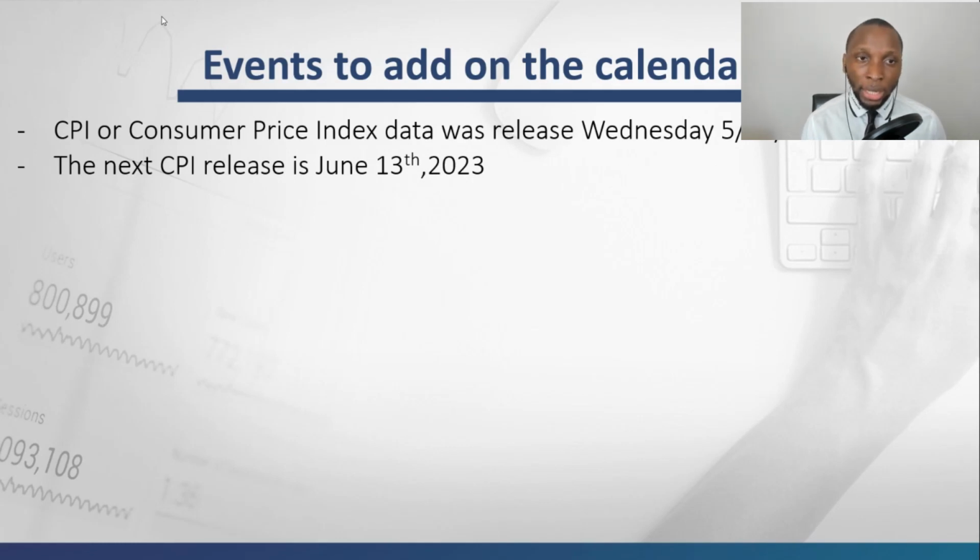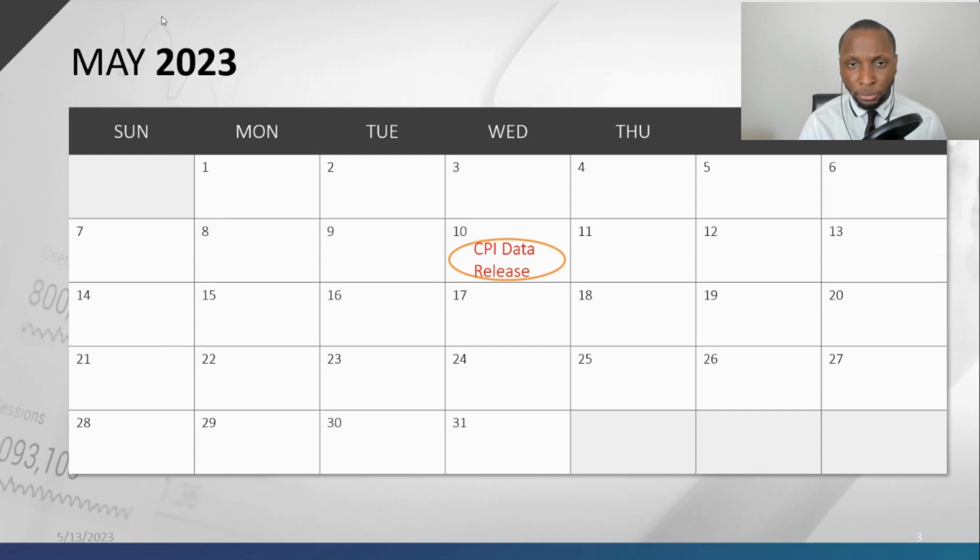So in that case, last week we had the CPI, or the Consumer Price Index data, that was released on Wednesday, May 10. And just to add to your calendar, the next CPI release will be on June 13 of this year. So this is what I want you guys to do. This is an example of the calendar that I have just for this video, to show you. This is a calendar that I use. So you create a calendar like this.